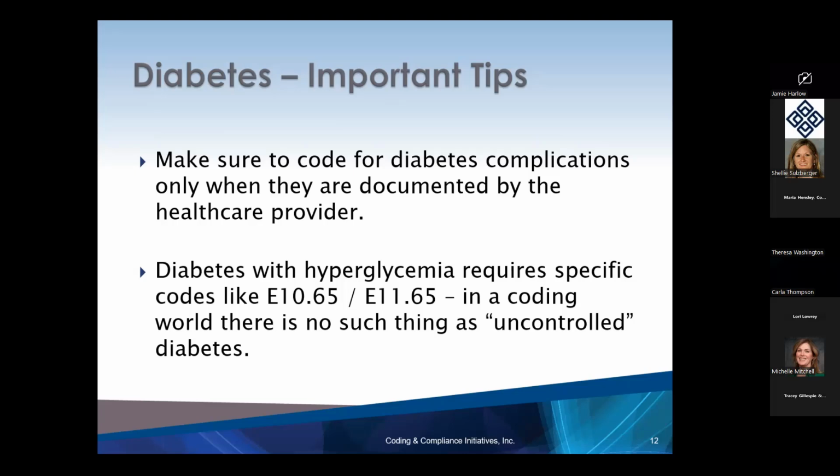You tell me the patient is without complications, but you tell me their hemoglobin A1C is 10, you tell me they're uncontrolled, what does that mean? And then when you tell me it's hyperglycemia, I can recommend that you report a more specific code. So again, we just want to make sure that providers are documenting it.